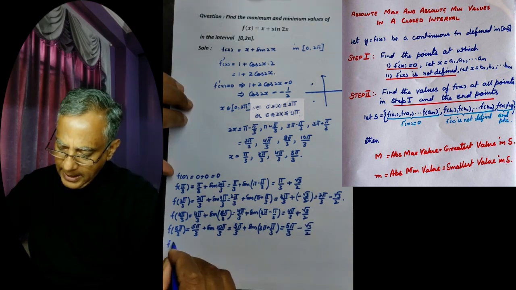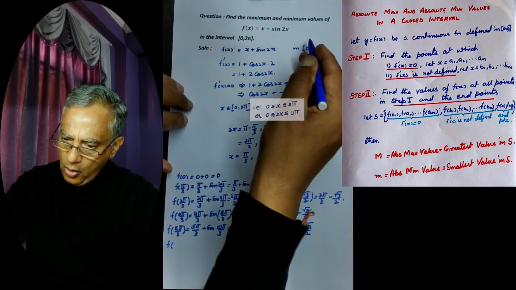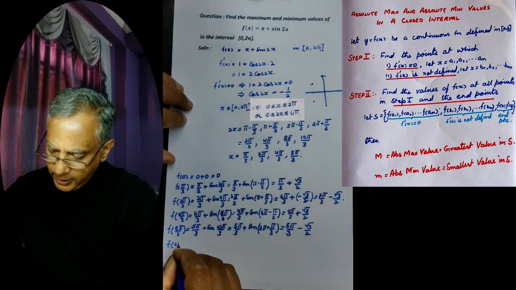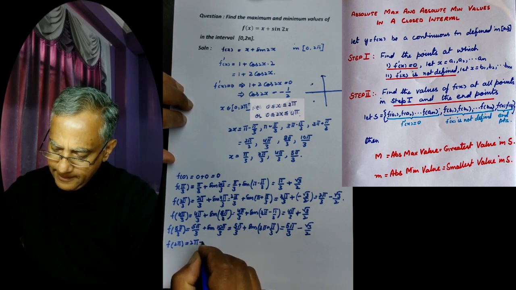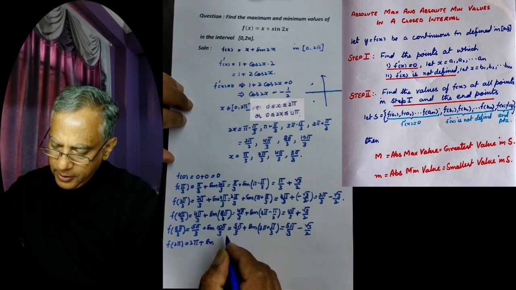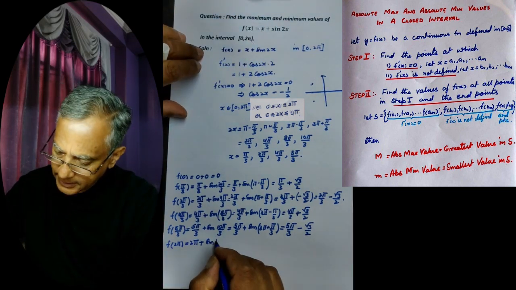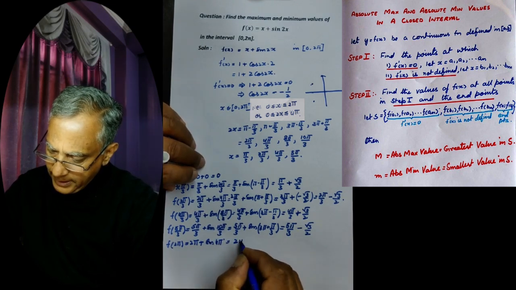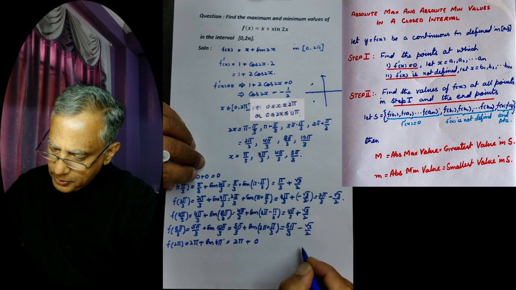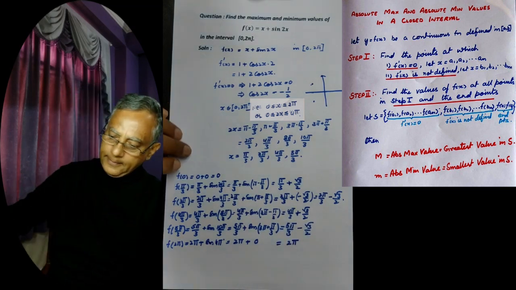And f at the endpoint, the other endpoint is 2 pi. 0 and 2 pi, we must also take these endpoints. So this is equal to 2 pi plus sine of 2 into 2 pi, that is 4 pi. And this is equal to 2 pi plus 0. This is equal to 2 pi.